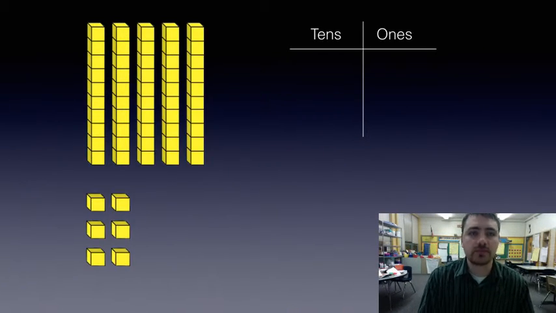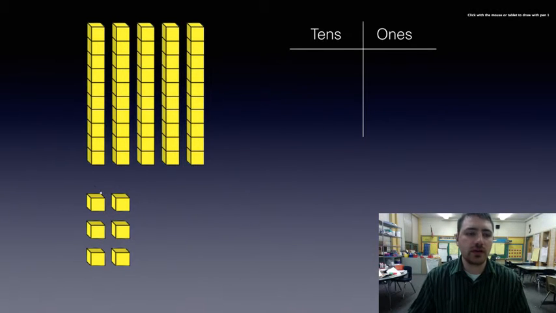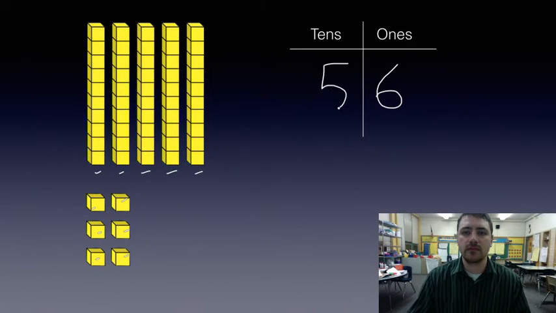Let's look at another one. This one here, same thing. First you always count the ones. So we have 1, 2, 3, 4, 5, 6. So we're going to put a 6 in the ones place. And then in our tens we have 1, 2, 3, 4, 5. So we put a 5 in the tens place. All we have to do now is put the number together. And we can see using our number line or number grid that the number here is 56.